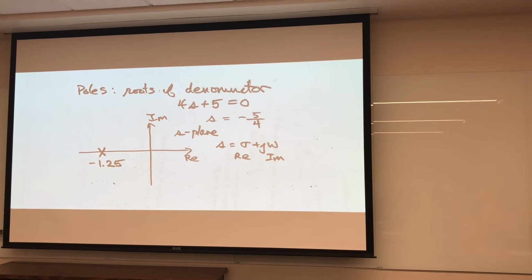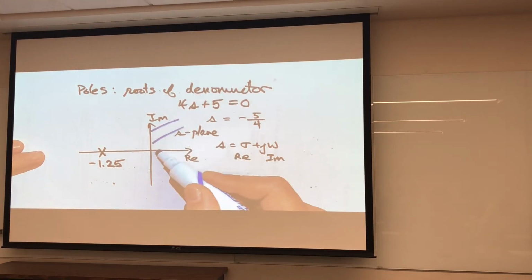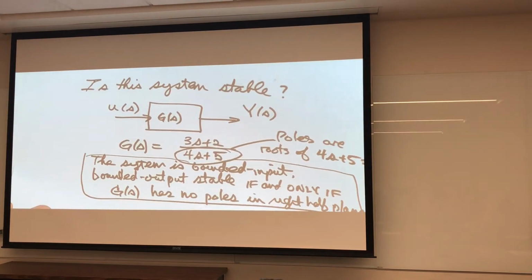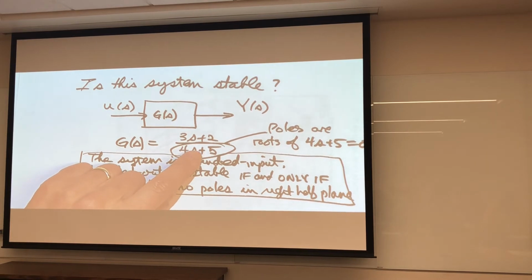So it does not lie in the right half plane. If we have poles in the right half plane, the system is unstable. So in our particular example, this system would be considered a stable system.